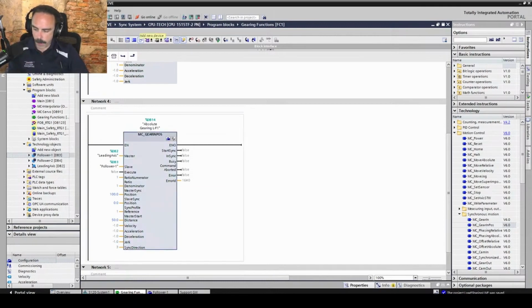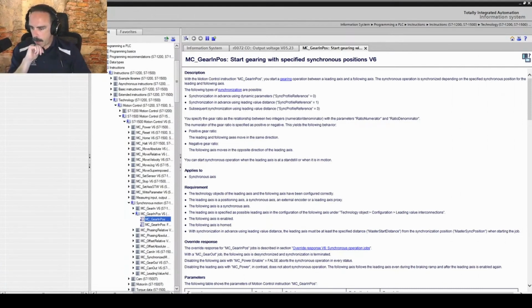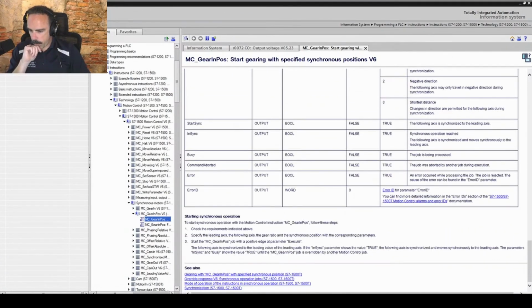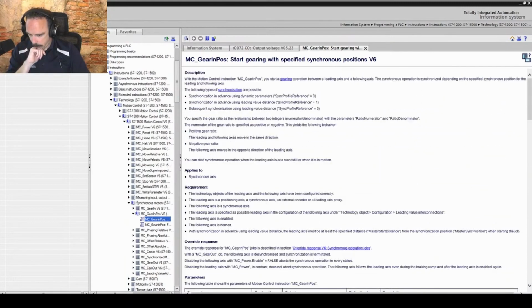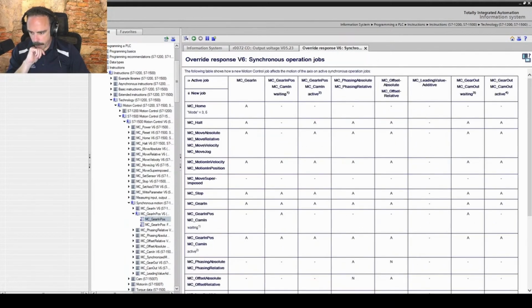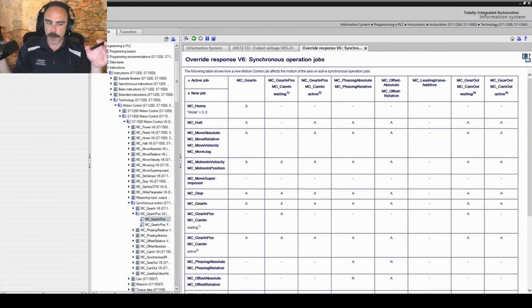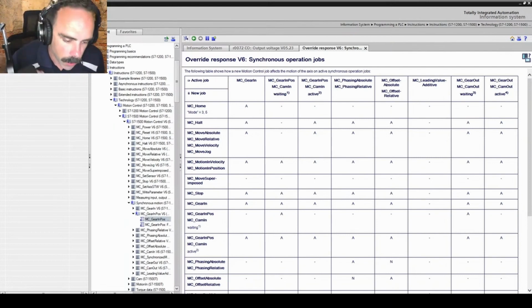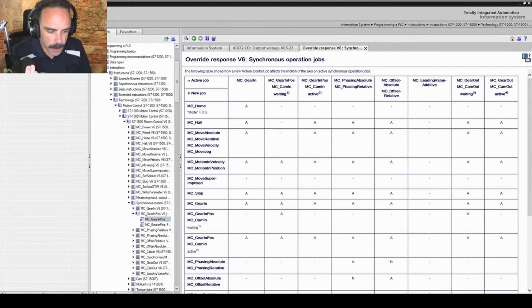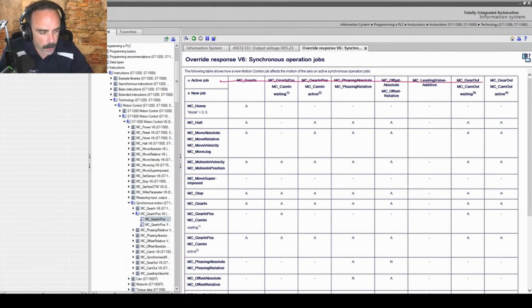I'm going to hit F1 on this block, and I want to talk about the override response. Where is it? Here we go. I want you to see something. This override response for synchronous jobs is pretty important. What you need to note about how to read this is that the active job is across here, and your new job is going down here.